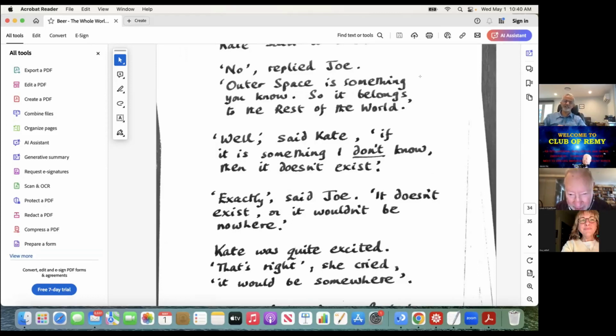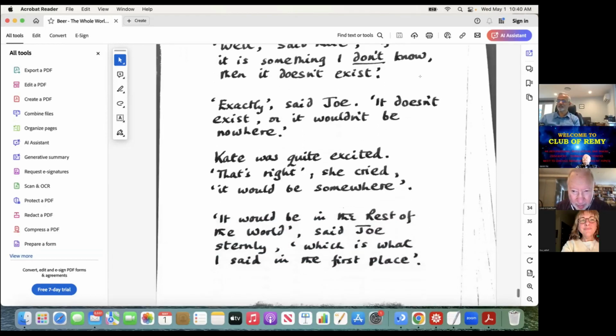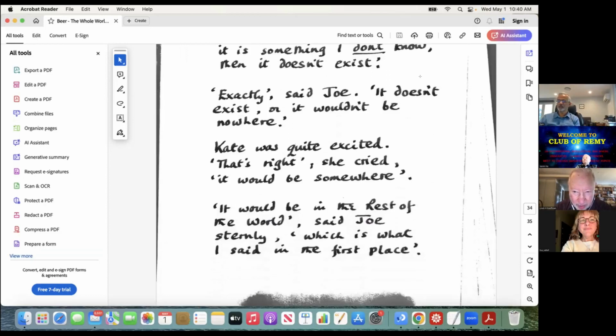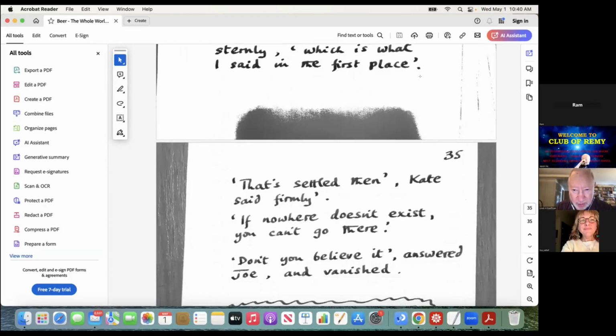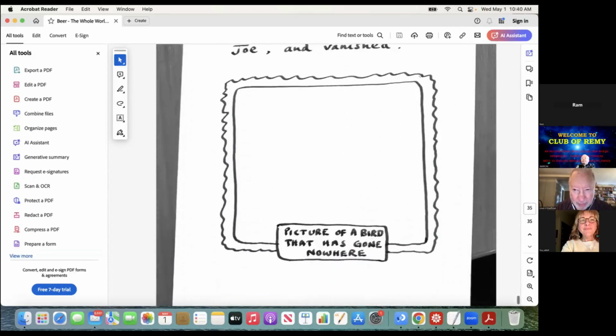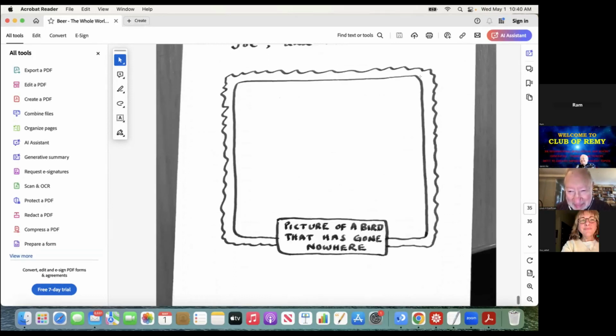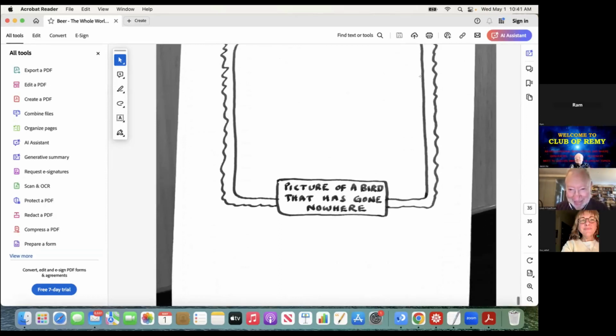Let's continue reading Kate here. Kate was quite excited. That's right. It would be somewhere. It would be in the rest of the world, said Joe sternly, which is what I said in the first place. That's settled then, Kate said firmly. If nowhere doesn't exist, you can't go there. Don't you believe it, answered Joe, and vanished. And here's a picture of a bird that has gone nowhere. That's the end of the essay.